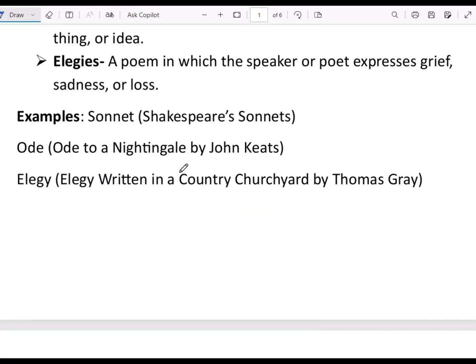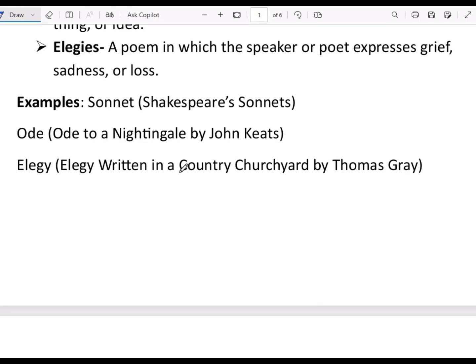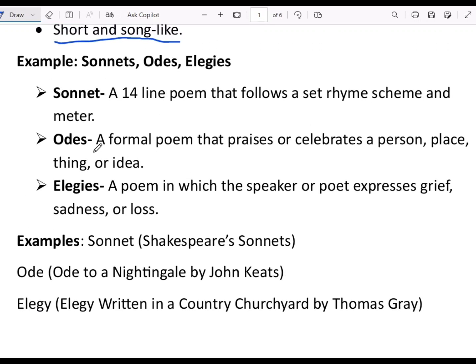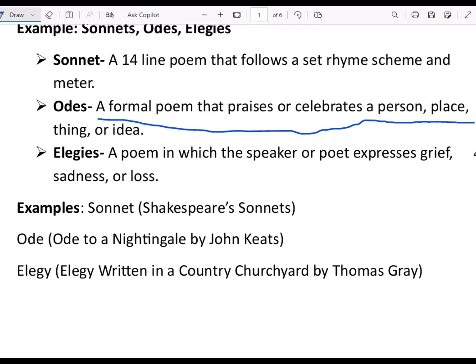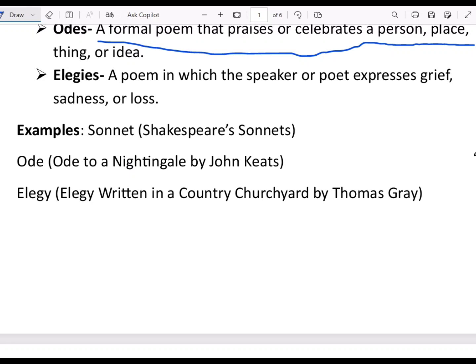Okay, so if I particularly talk about sonnets, Shakespeare's sonnets are the most famous sonnets of our English literature, and we should read all of Shakespeare's sonnets because from an exam point of view they are mostly important. Next, we have the ode. John Keats has written several odes, and as we already discussed, an ode is a formal poem that praises and celebrates a person, place, thing or idea. One example was Ode to a Nightingale by John Keats.